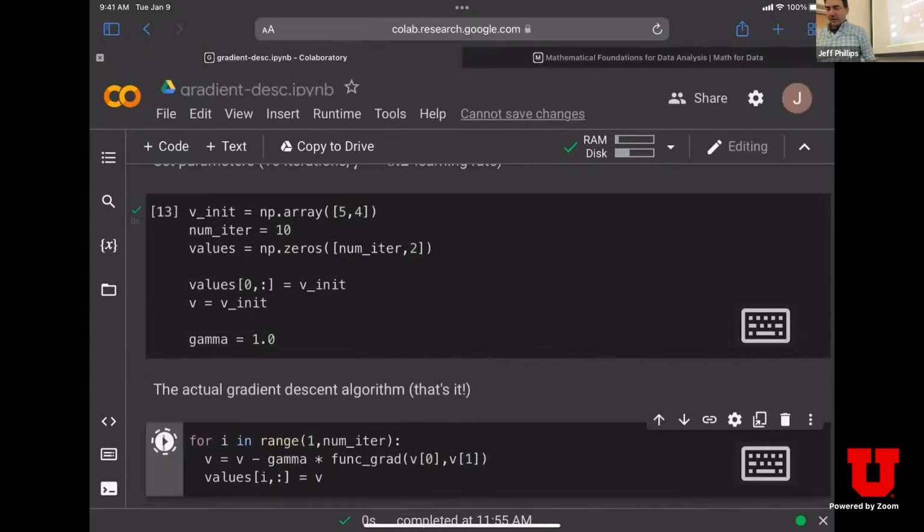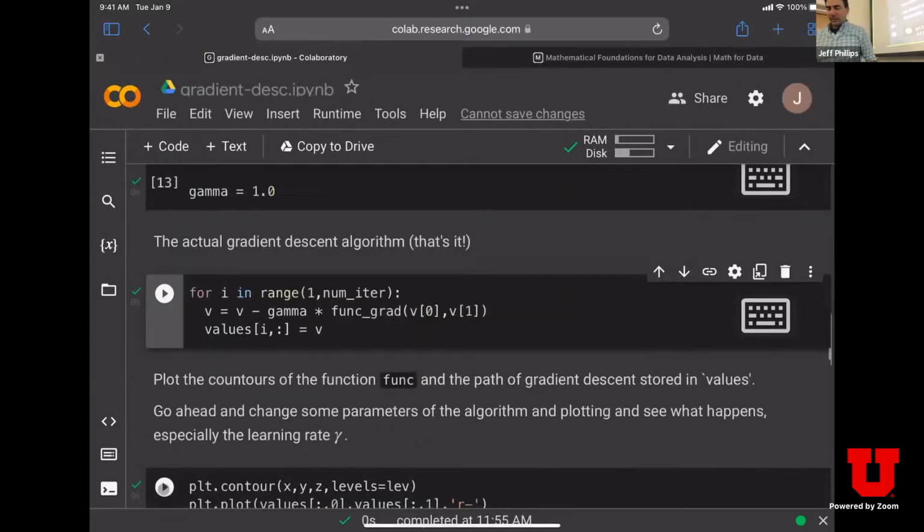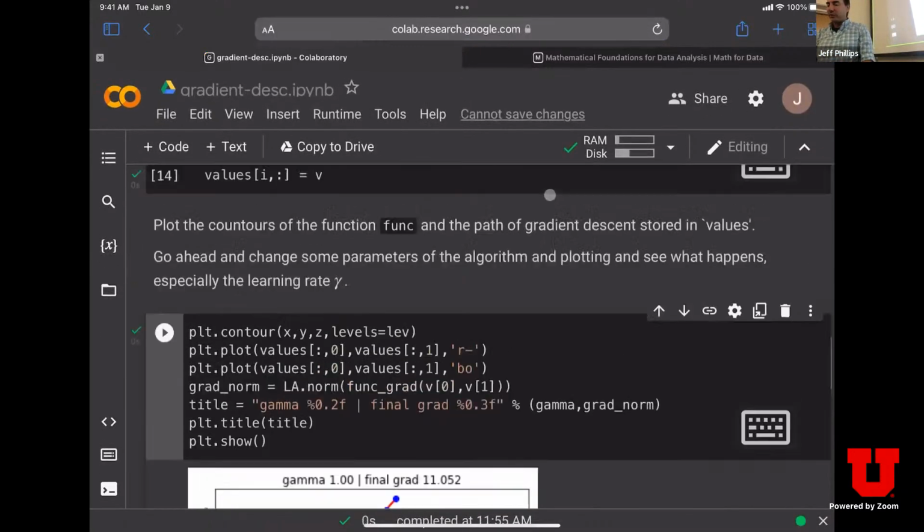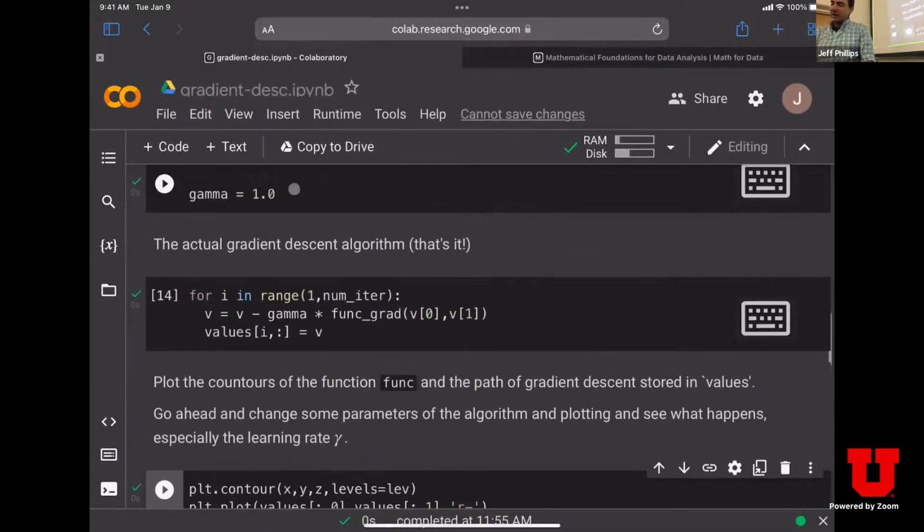Let's try a little bit smaller. Okay, that's still too large, right? I started over here, I jumped over here, I jumped all the way up there, then I'm jumping back and forth over this minimum. Okay, my learning rate of 1 is too large in this case.